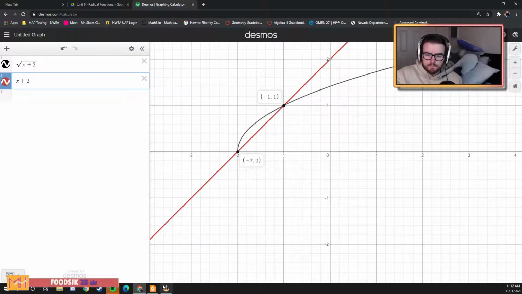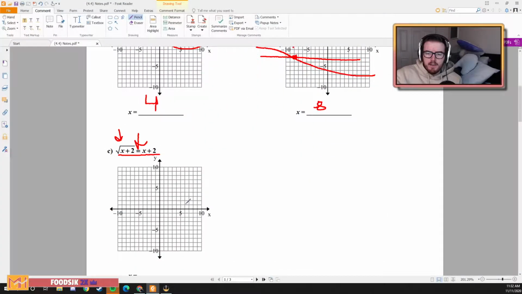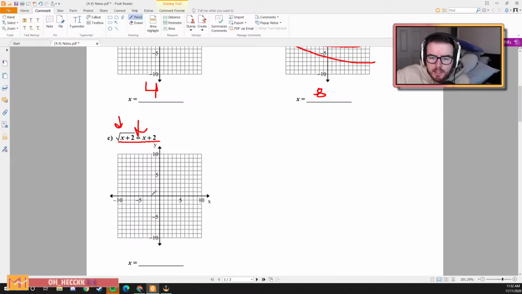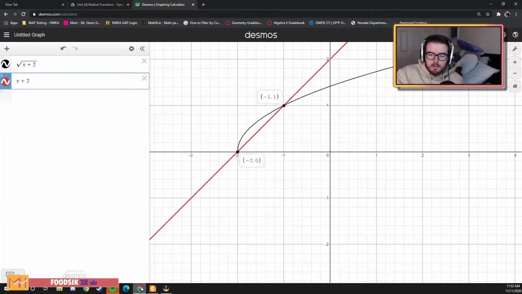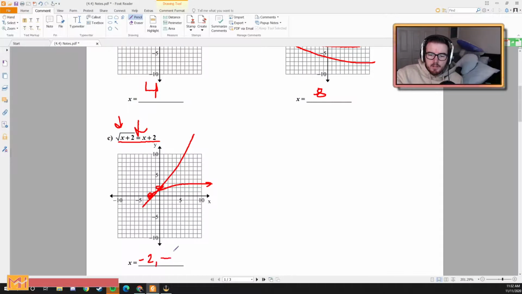Kind of cool, right? So if I were to graph this back over here, if I were to try to be somewhat accurate, something like that, right? And then x plus 2 is something like that. It intersects not once, but twice. Once at -2 and -1.